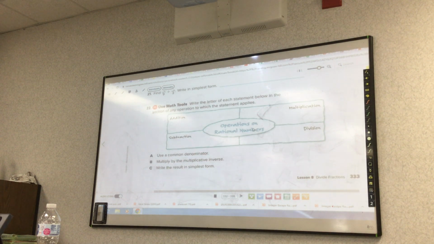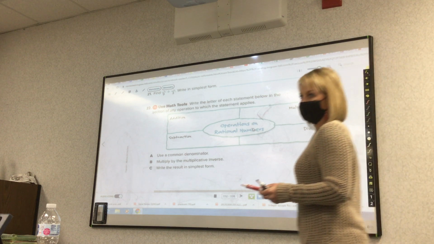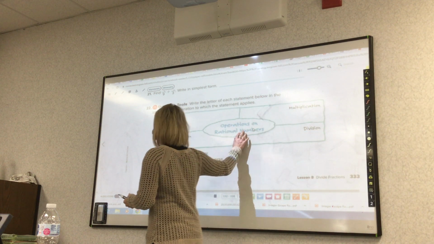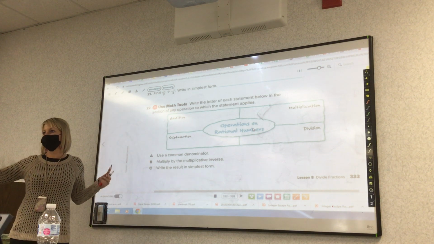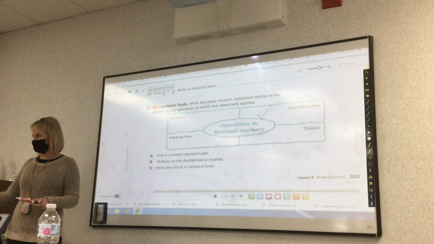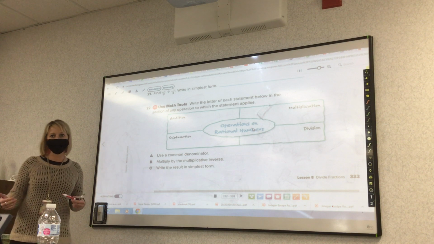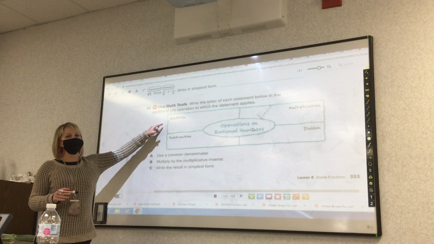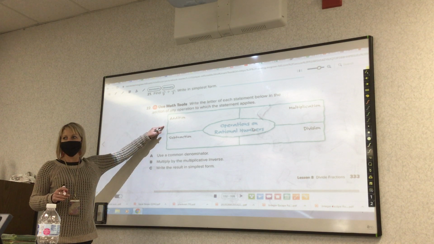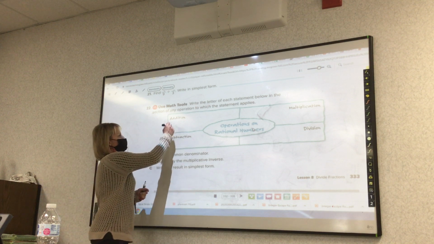Number 22 says, write the letter of each statement below in the section of any operation to which the statement applies. So I can put that letter in more than one box. And this is operations with rational numbers, and our rational numbers that we've been working with right now have been fractions and mixed numbers, positive and negative fractions. So when you use a common denominator, is that in adding a fraction? Yes, you have to use a common denominator.